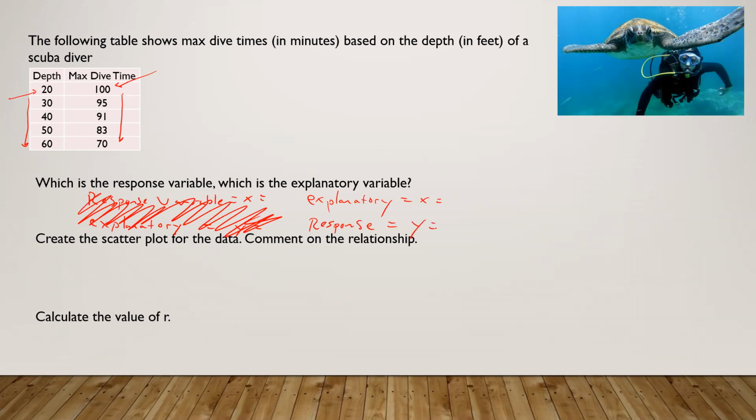All right, which variable do you think explains the other one? Do you think depth explains dive time or dive time explains the depth you're at? Yeah, okay, I agree. The explanatory variable is depth here. So the depth you're at determines your max dive time. That's the way we're looking at it here. So how far down you go explains what your max dive time can be. All right, perfect. So the next thing we're going to do is create a scatter plot of this data and comment on the relationship.